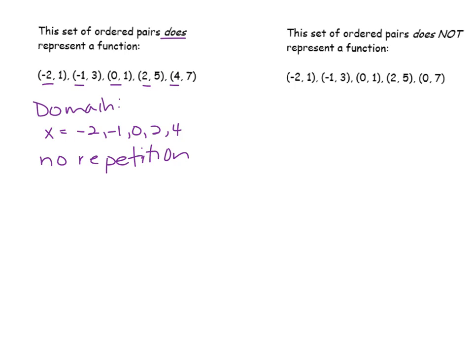However, on the right, it says this set of ordered pairs does not. So let's take a look now at our input values. Notice for our domain here, we list them the same way. X could equal -2, -1, 0, 2, but then 0 repeats itself. So because of that repetition, that means each input has more than one corresponding output. So because of that repetition, this is not a function.